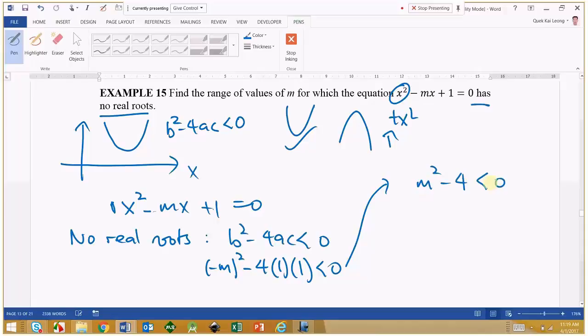Now, if you have noticed, this is a quadratic inequality. We come back to a quadratic inequality again. So we have to use the technique of solving quadratic inequality to solve this expression. So factorize first: m plus 2, m minus 2 is less than 0. Draw the number line. Let me erase this so that I have some space.